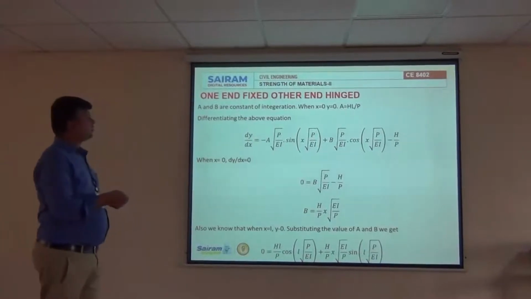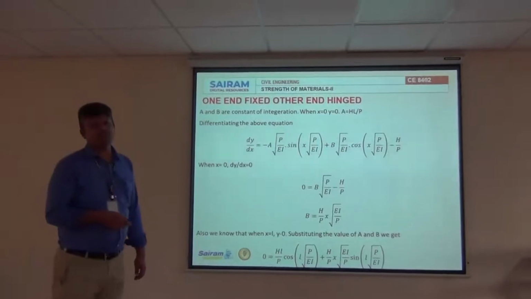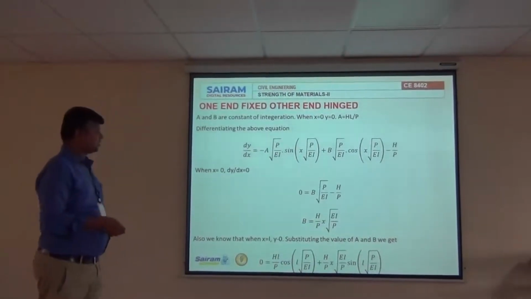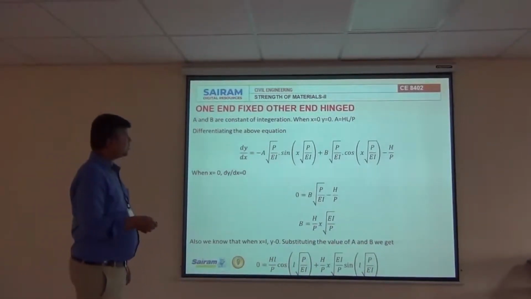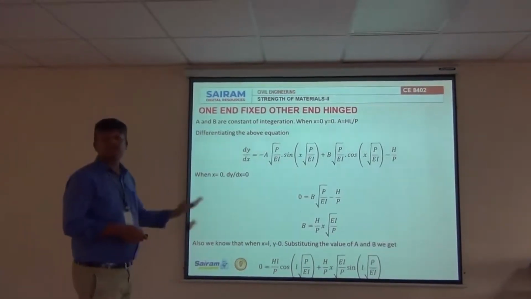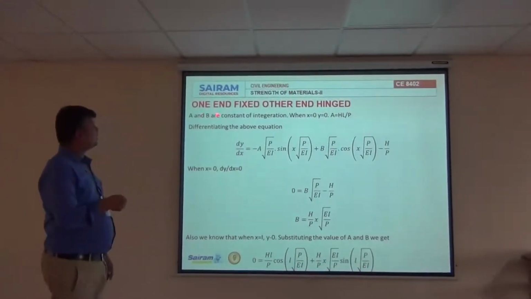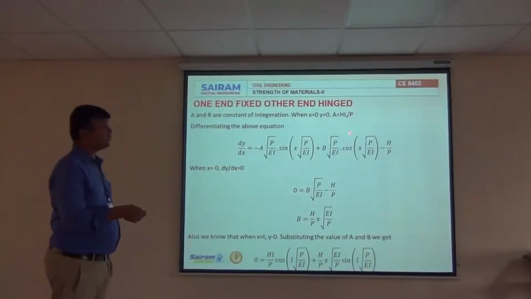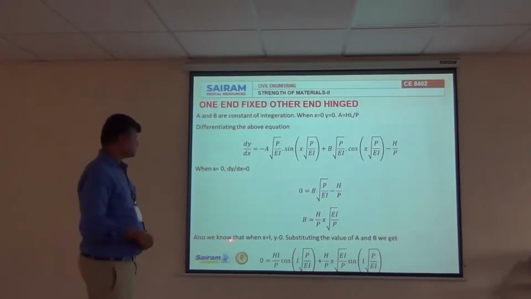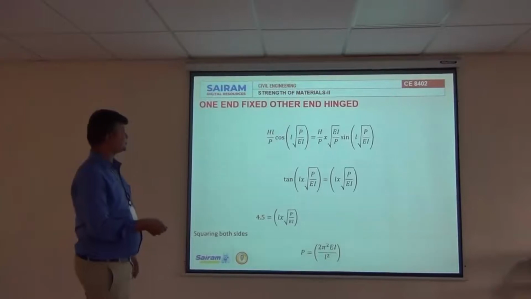Next we are going to differentiate the equation and apply the boundary condition at x equal to 0, dy by dx equal to 0. So in this problem we have got values for both a as well as b. In the previous problems, we had the value of either a or b. But for one end fixed, other end hinged, we have got values for both a as well as b. Now substituting the values of both a and b, we will be getting the final equation.